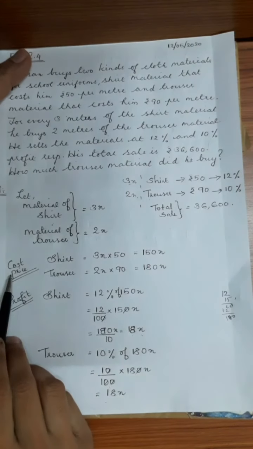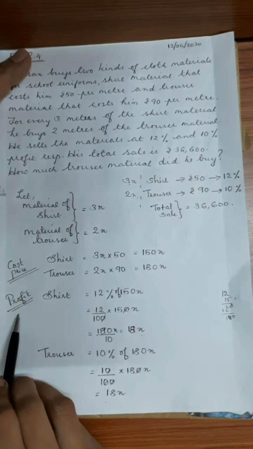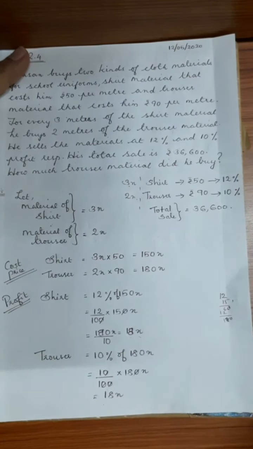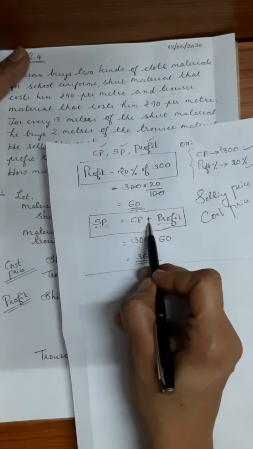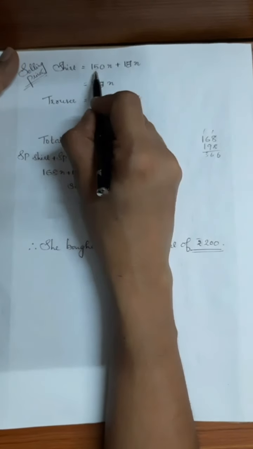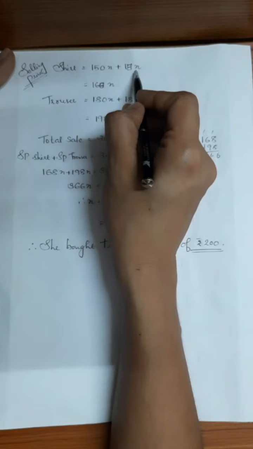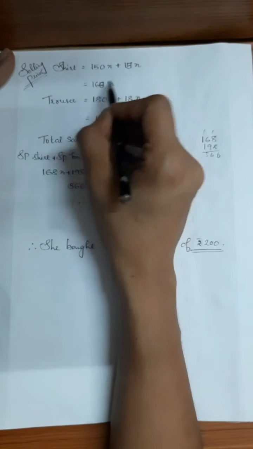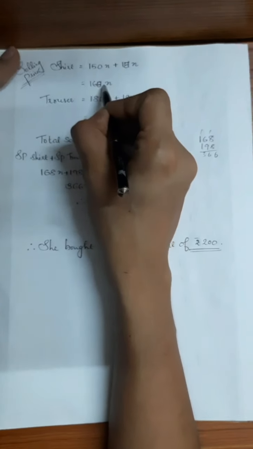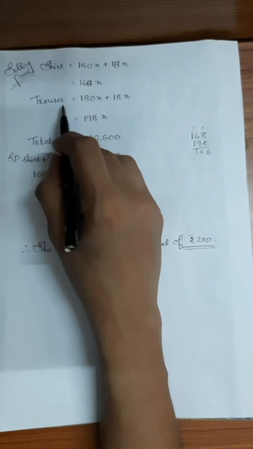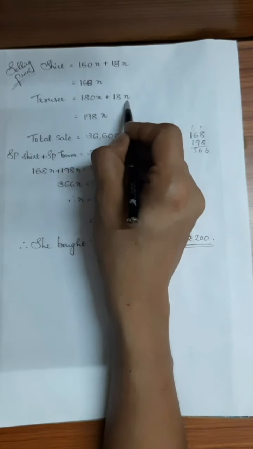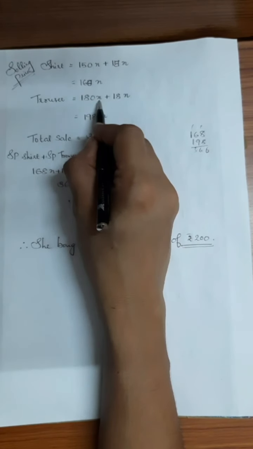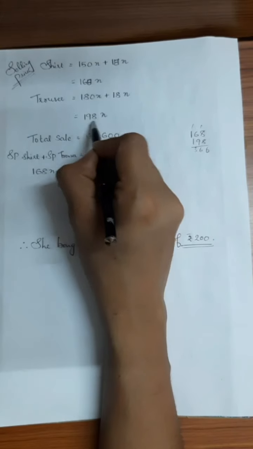Now we know the cost price and profit, so we can easily find the selling price using this formula: selling price equals cost price plus profit. For shirt, the cost price is 150x plus the profit 18x. Adding these two, we get 168x. This is the selling price of shirt. For trouser, we have 180x plus 18x, where 18x is the profit and 180x is the cost price. Adding these two, we get 198x.